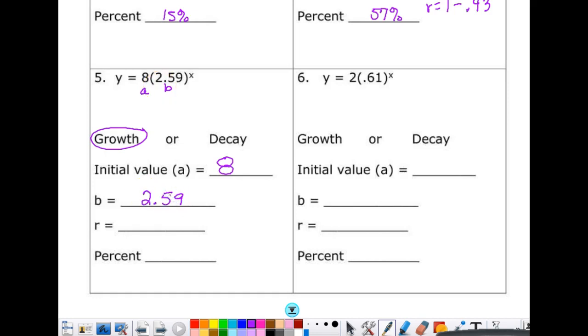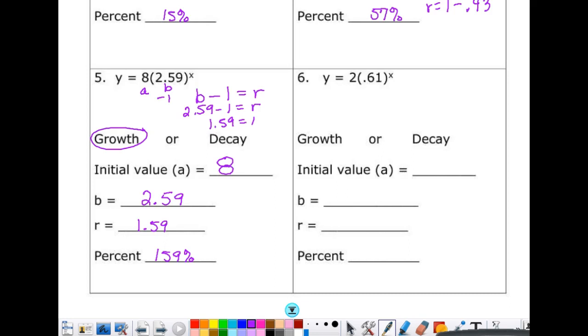2.59, okay? Now, what's our rate? Yeah, B minus 1 is our rate. So 2.59 minus 1 is our R. So 1.59. So always just subtract 1 here. So 1.59, which is how much percent? 159%. So something is growing super duper fast.